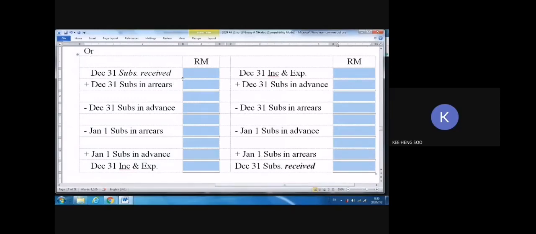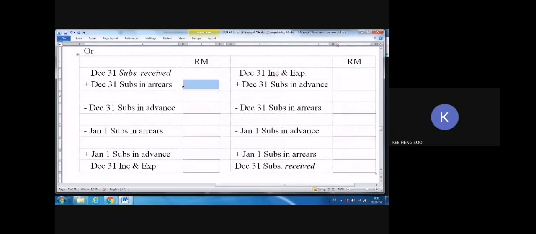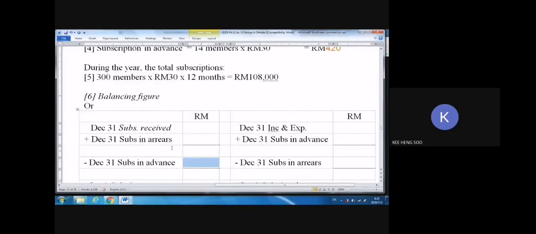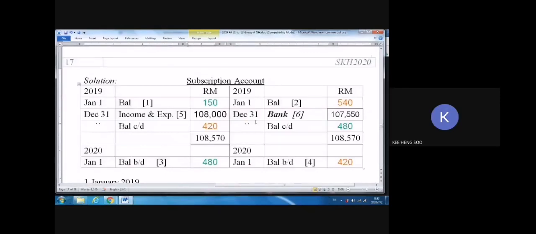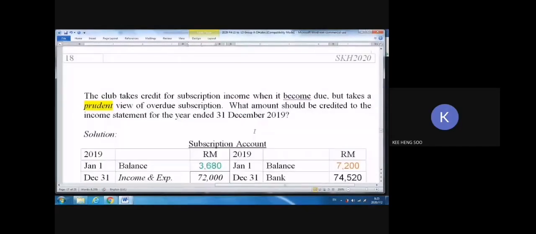It's the same formula: money received, any amount in arrears, minus in advance, then the beginning of the year will be overseen. So it's the same like this ledger. Okay, it's the same like this ledger. So you have to remember how to prepare this subscription account.